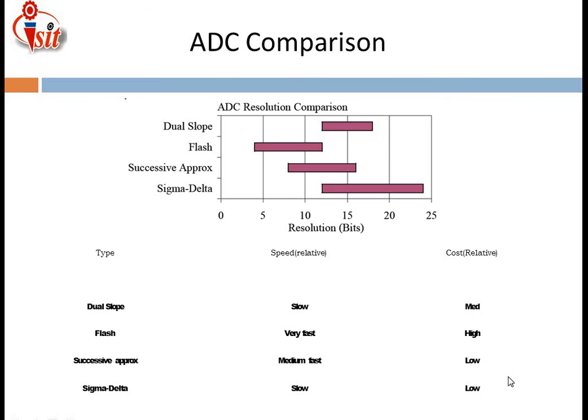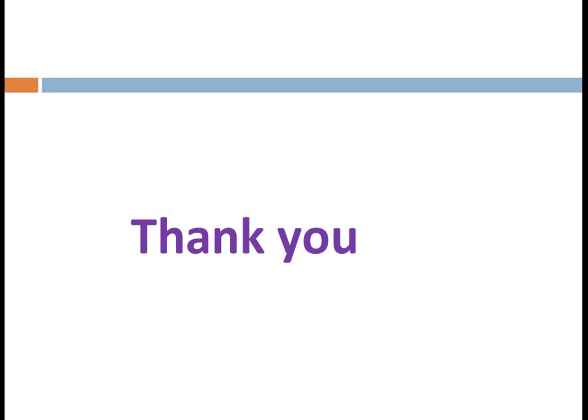That means sigma delta is a very slow procedure related to analog to digital converters, and the fastest procedure is the successive approximation ADC. That means what is useful in our day-to-day activities in the market is the successive approximation ADC. This is all about ADC.